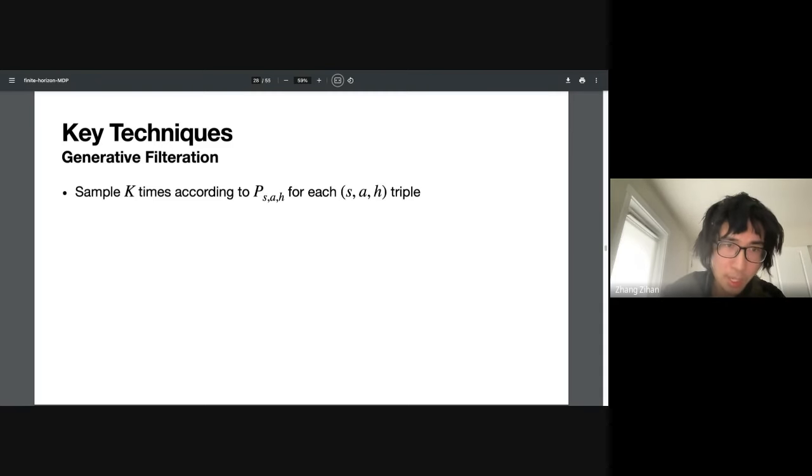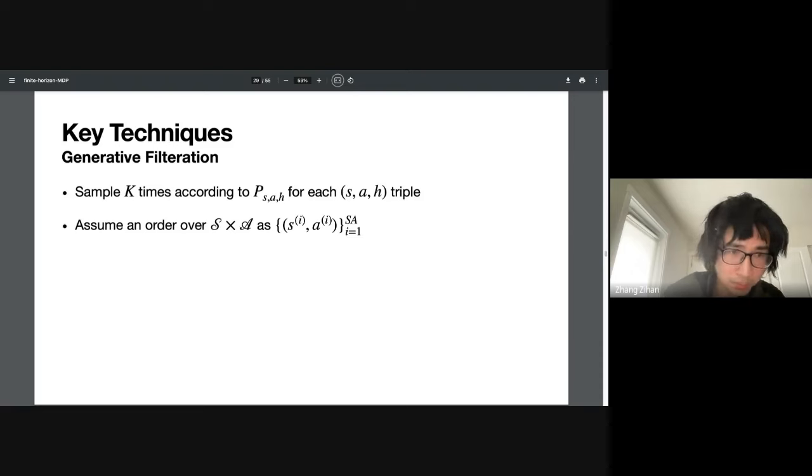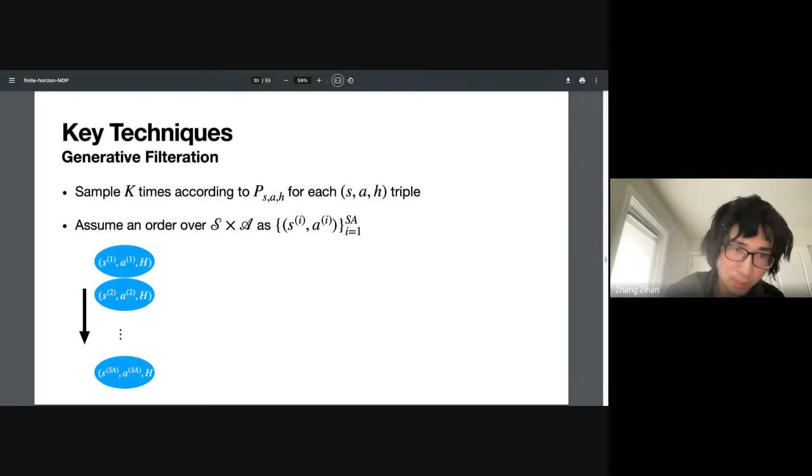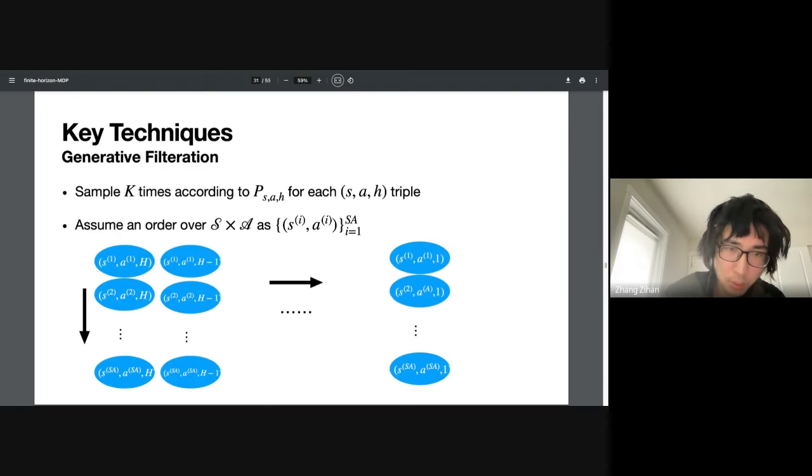So we assume now we have a generative model. We sample K times according to P_{s,a,h} for each (s,a,h) triple. Without loss of generality, we can assume an order over the state space times the action space, from (s1,a1) to (sS,aA). Now we assume that the sampling process goes as below. We first sample (s1,a1,h) K times, and then (s2,a2,h) K times, until we finish all the state-action pairs. Then we do the same thing for layer H-1, then layer H-2, until we finish all layers. Remember, the order over the state-action space is not important, but the order over the horizon really matters.